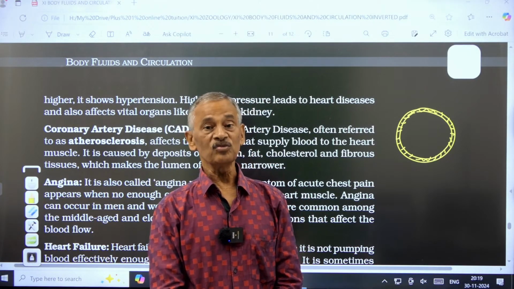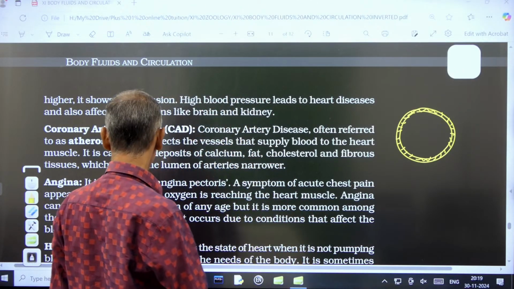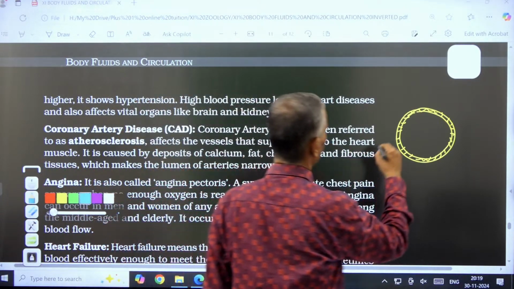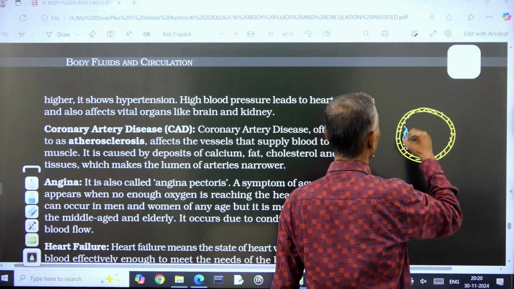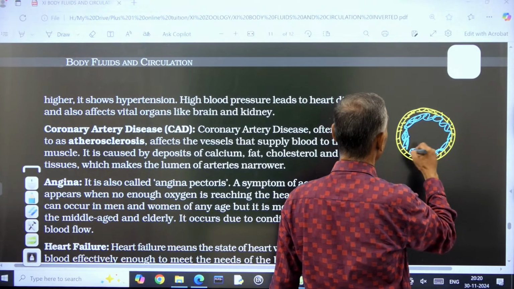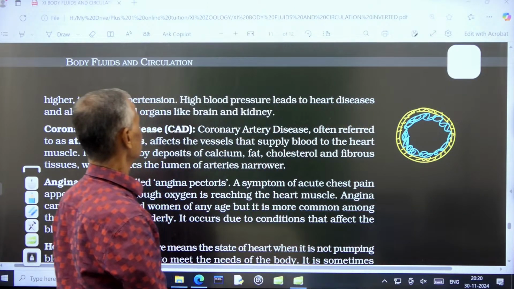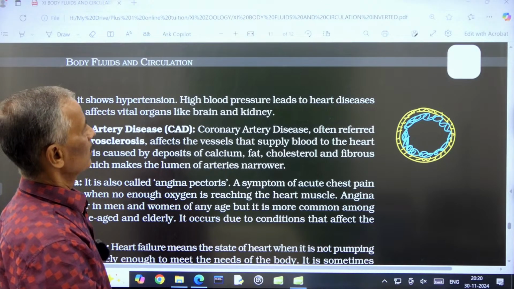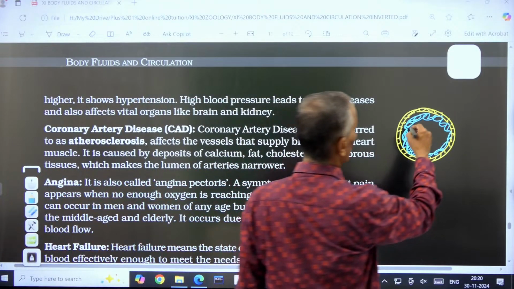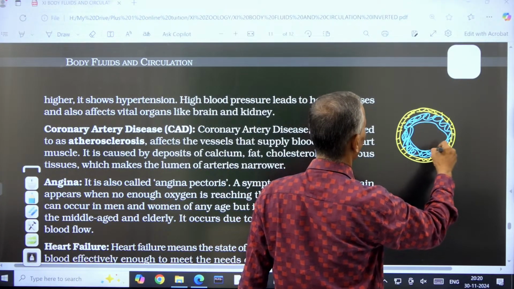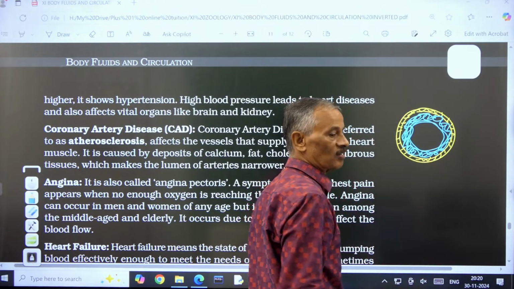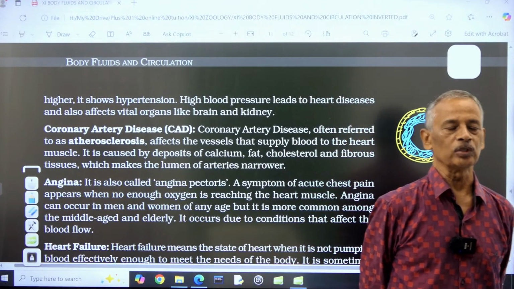But sometimes this lumen will be blocked by deposits of materials like calcium. You will be having deposits of calcium or cholesterol, lipids, etc. That will be reducing the lumen. So, the lumen is very much reduced. It becomes smaller and smaller. When the lumen becomes smaller and smaller, what will happen? Only a lesser amount of blood will be passing to the muscles of the heart.